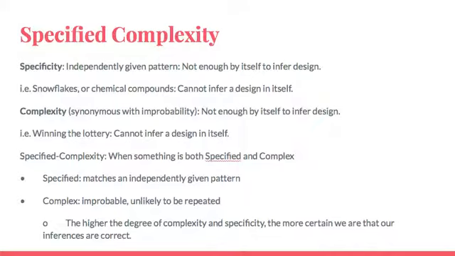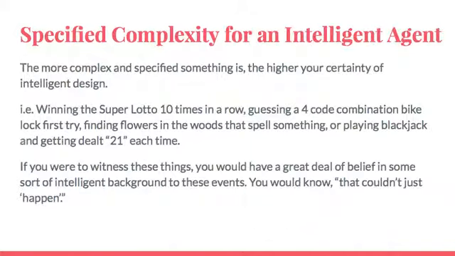Complexity, which is synonymous with improbability, is also not enough by itself to infer a designer. This would be like winning the lottery. Cool, but not enough. Specified complexity is when something is both specified and complex. Specified matches the independently given pattern, and complex is improbable and unlikely to be repeated. The higher the degree of complexity and specificity, the more certain we are that inferences are correct.